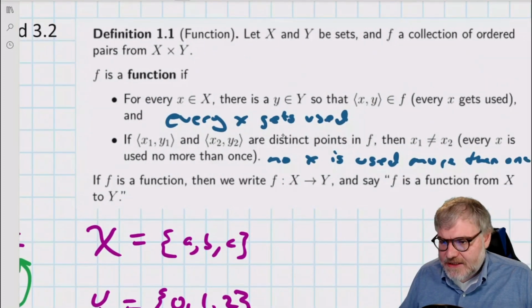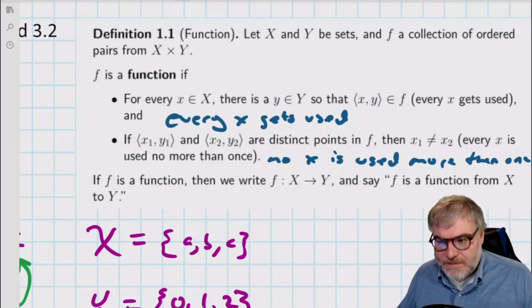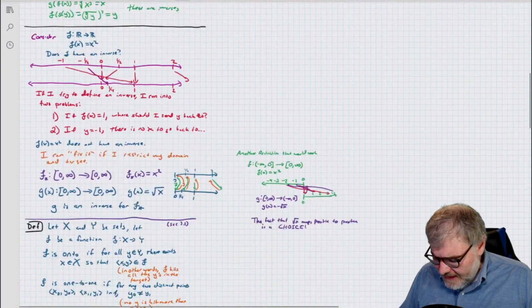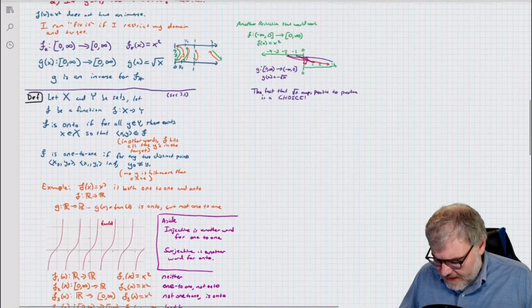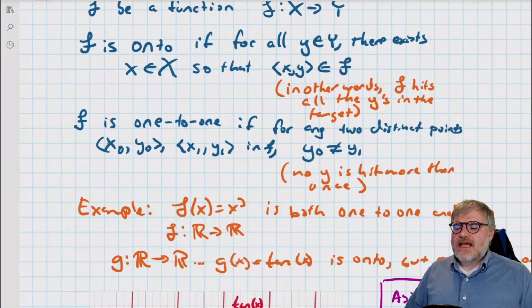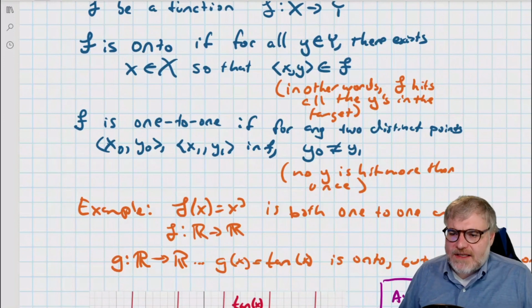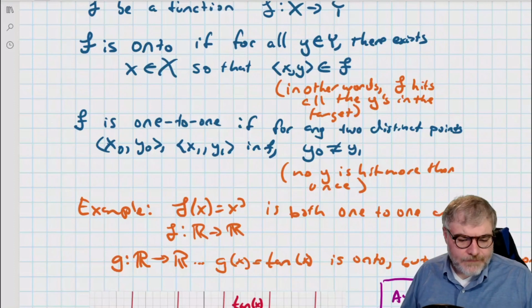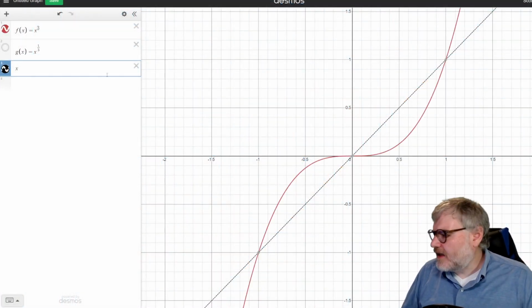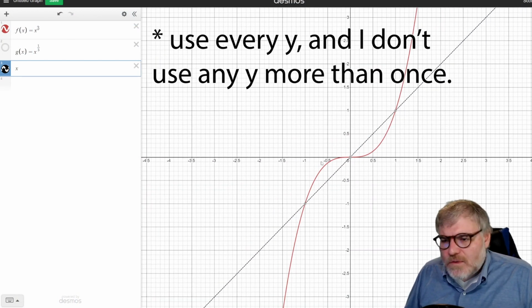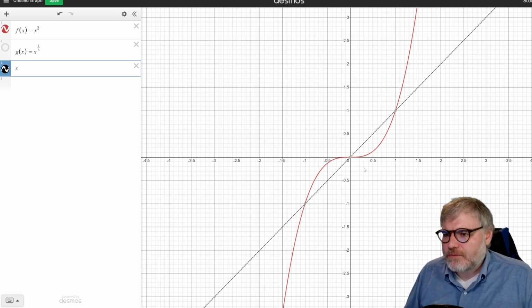Here I had every x gets used. Now, if I want it to be onto, I need to use all the y's as well. And the second condition has such a parallel, and that is I'm 1-to-1 if no y is hit more than once. So if we go back to our x cubed graph, okay, you will see that here I use every x, and I don't use any of the x's more than once. So this function is both 1-to-1 and onto.